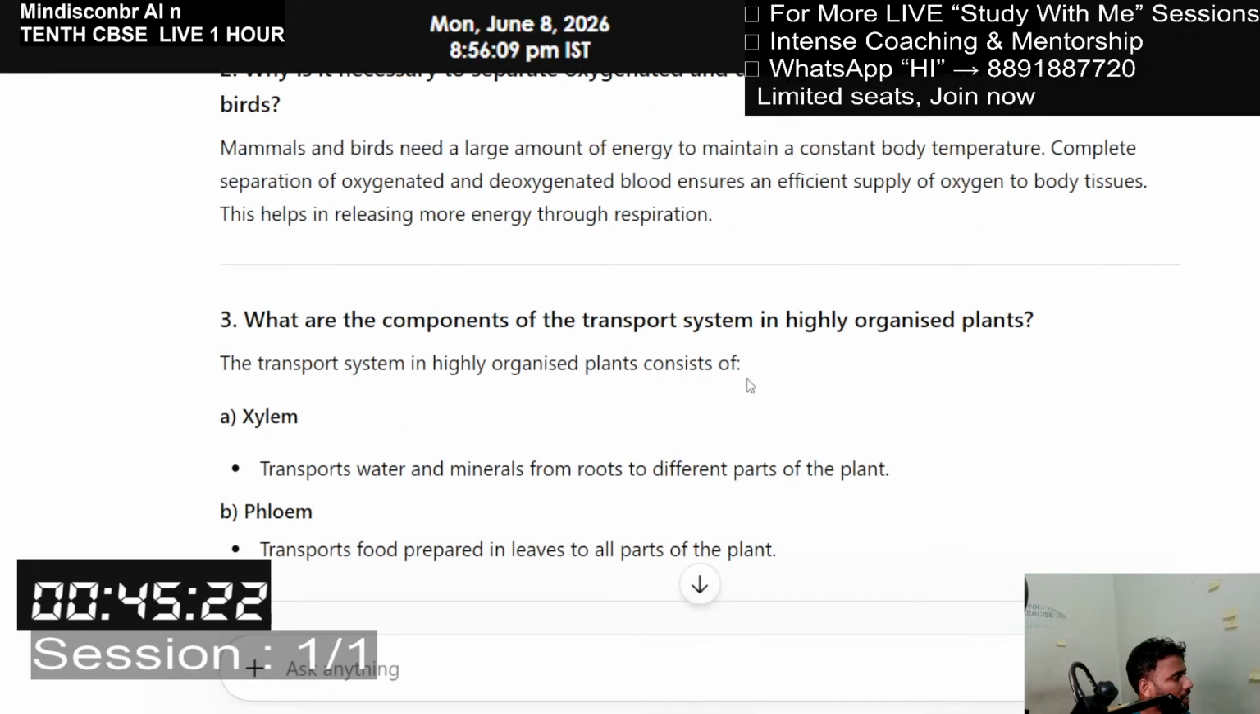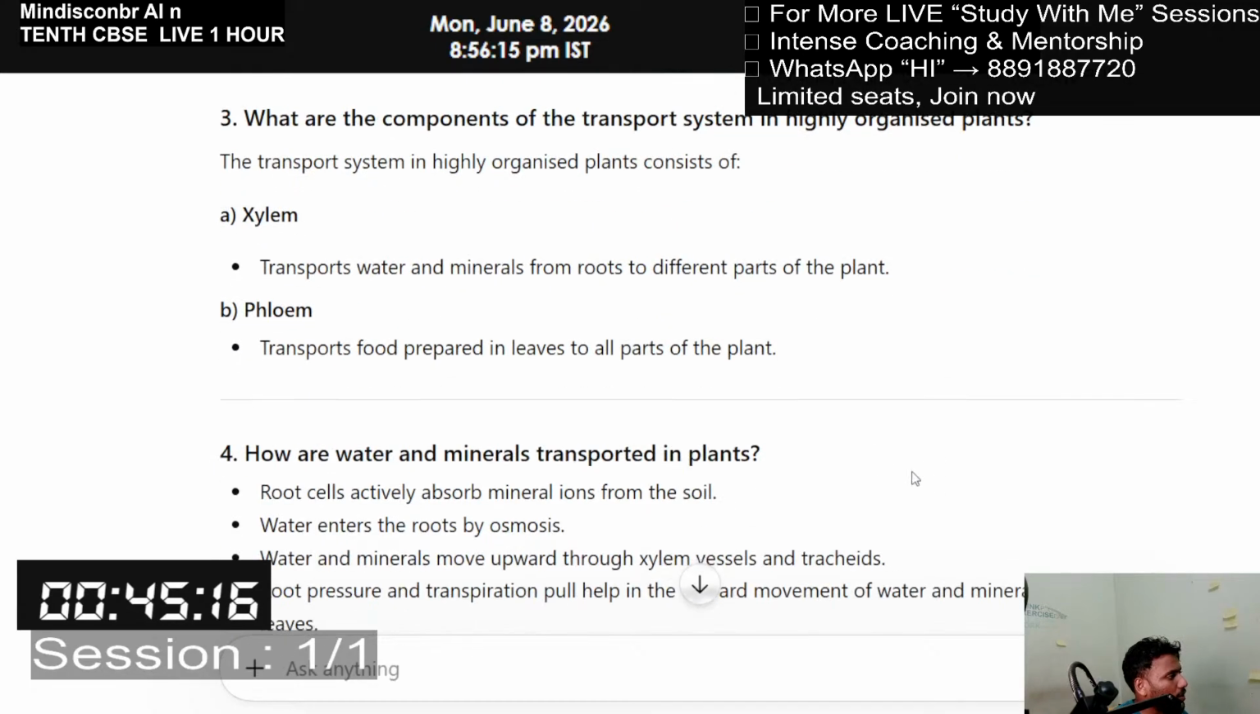What are the components of the transport system in highly organized plants? The transport system in highly organized plants consists of xylem and phloem. Xylem helps in the transport of minerals and water from roots to different parts of the plant, whereas phloem helps in the transport of food prepared in leaves to all parts of the plant. So phloem helps in the transport of food, whereas xylem helps in the transport of water and minerals from roots to different parts of the plant.